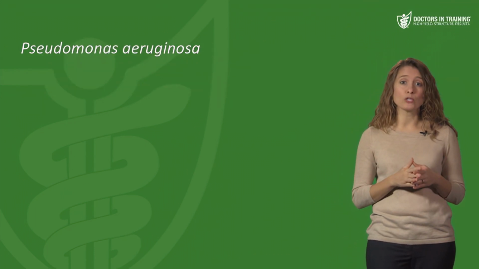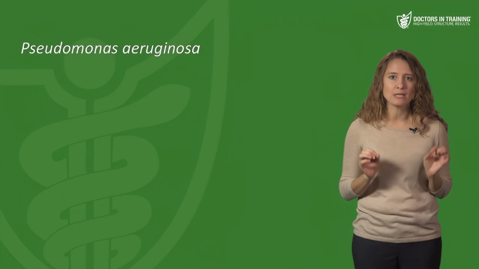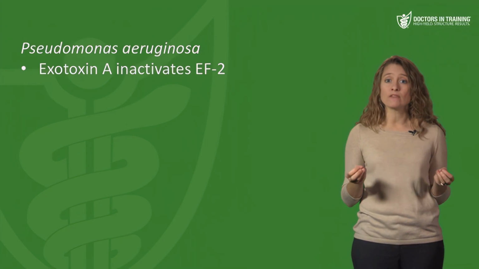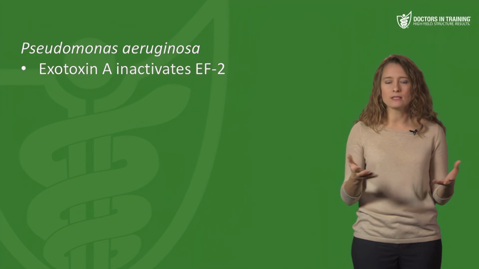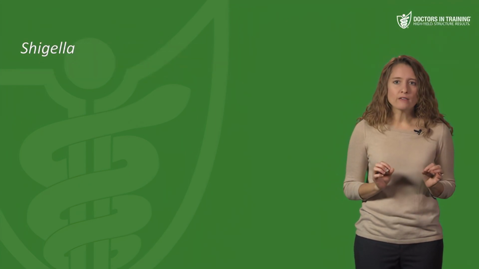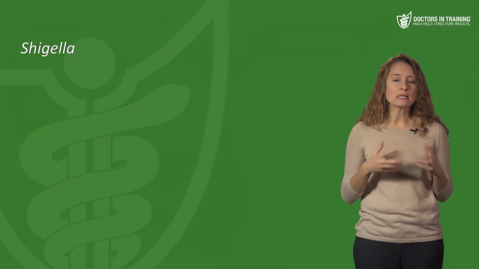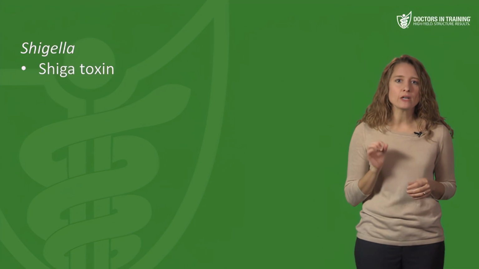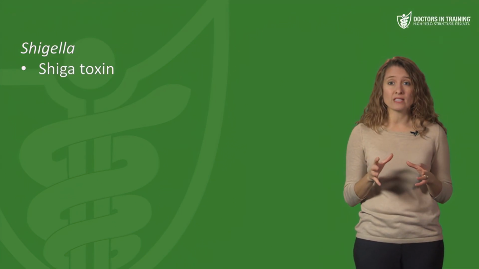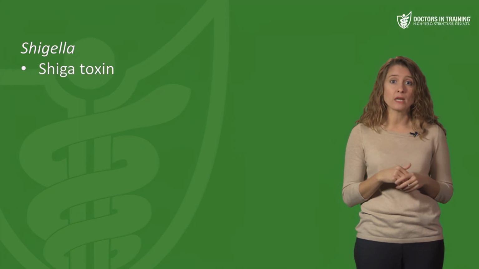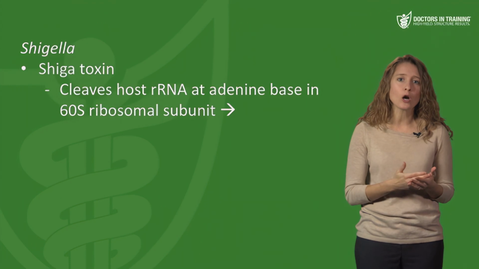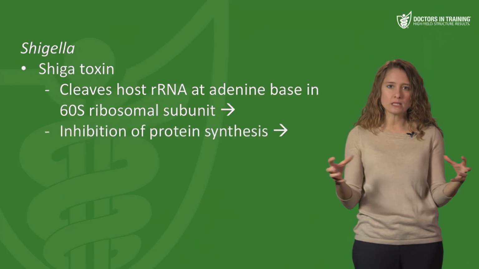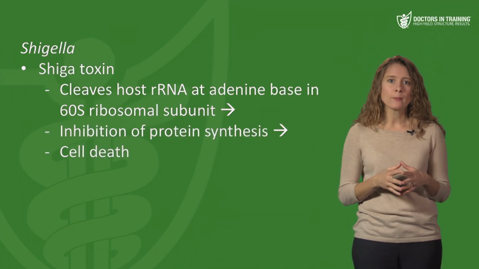Now for Pseudomonas aeruginosa. Pseudomonas aeruginosa is a particularly nasty bug. One of its virulence factors is exotoxin A. Exotoxin A also targets elongation factor just like diphtheria toxin does, thereby causing cell death. Now, I know that we cover Shigella in the gram-negative bacteria section, but let's talk about its toxin here. Shigella produces Shiga toxin. This toxin is very similar to the toxin that E. coli 0157H7 makes, which we'll be talking about momentarily. Both of these cleave host rRNA at the adenine base of the 60S ribosomal subunit, inhibiting protein synthesis and causing eventual cell death.